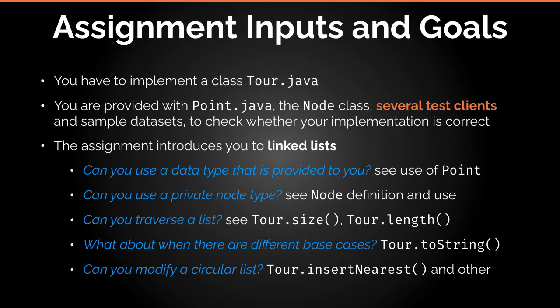So the broad goals of this assignment are: you have to deliver this Tour.java file and a README with an analysis. You are provided a lot of things. You're provided the Point.java class. The Node class is given to you. We've also shown in precept exactly what you need to do.